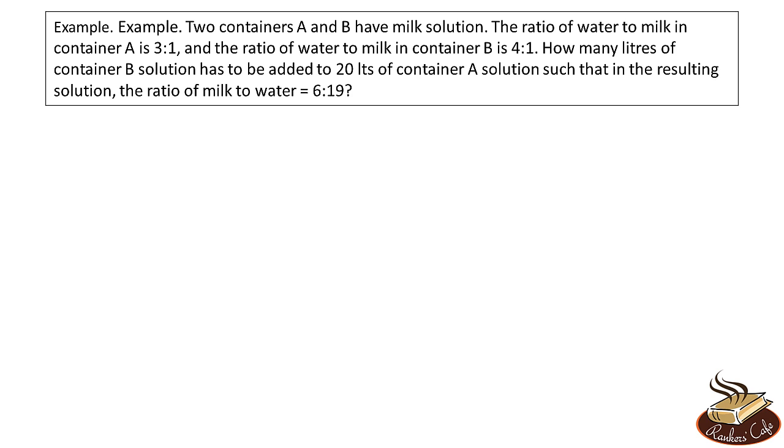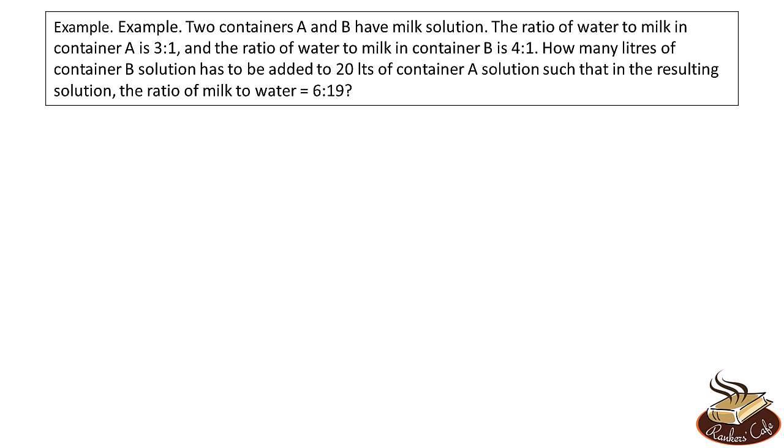Two containers A and B have milk solution. The ratio of water to milk in container A is 3:1 and the ratio of water to milk in container B is 4:1. How many liters of container B solution has to be added to 20 liters of container A solution such that in the resulting solution, the ratio of milk to water is equal to 6/19?